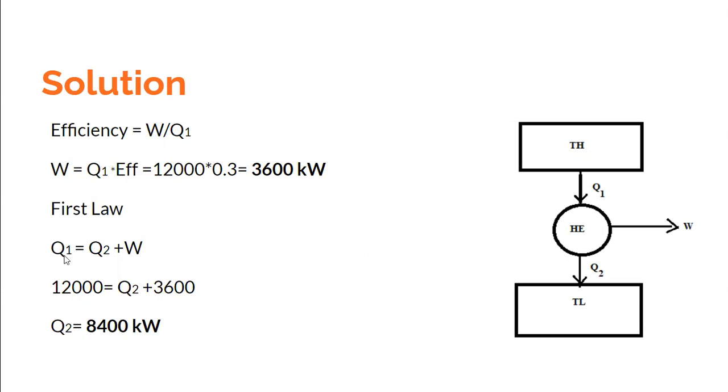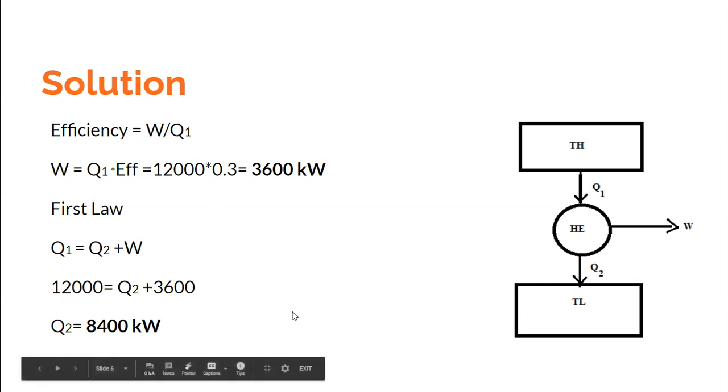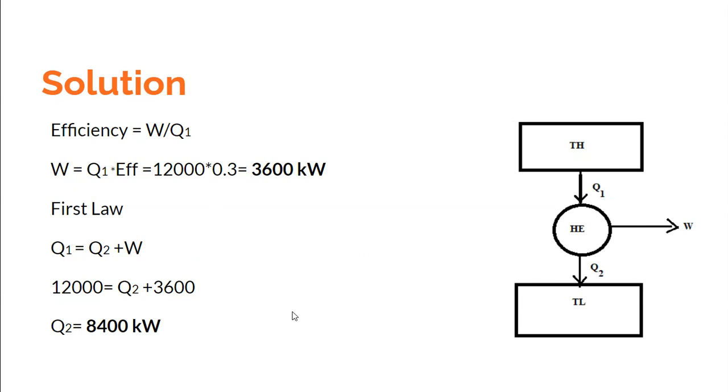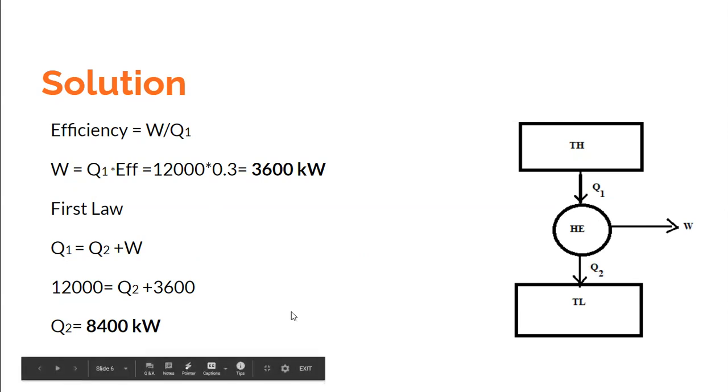Now we apply the first law of thermodynamics, which is an energy balance. Energy in is equal to energy out. Q1 is equal to Q2 plus W. Q1 is given already, it is 12,000 and work we have calculated as 3600. So that gives us Q2, which is 8400 kilowatt. So the first answer is the work output of this heat engine is 3600 kilowatts and the heat rejected by this heat engine to the sink is 8400 kilowatt. I hope this is very clear to you now.